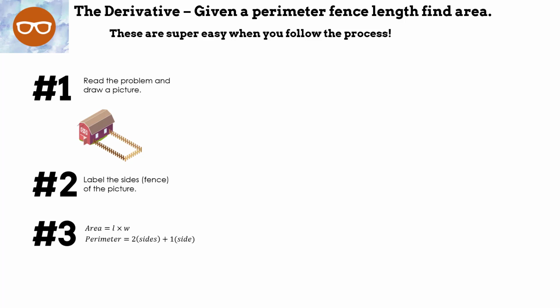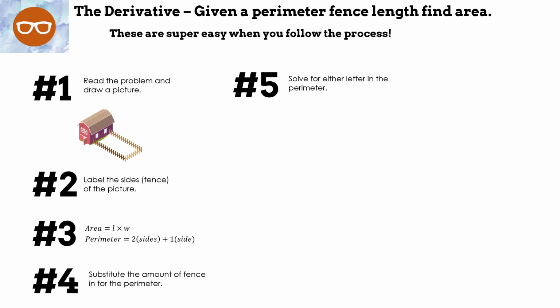Number 3, we're going to be using these two formulas. Area equals length times width, and perimeter equals 2 sides plus 1 side. Number 4, substitute the amount of fence in for the perimeter. Number 5, solve for either letter in the perimeter. That means you want x equals or y equals. Number 6, substitute what you get into the area.